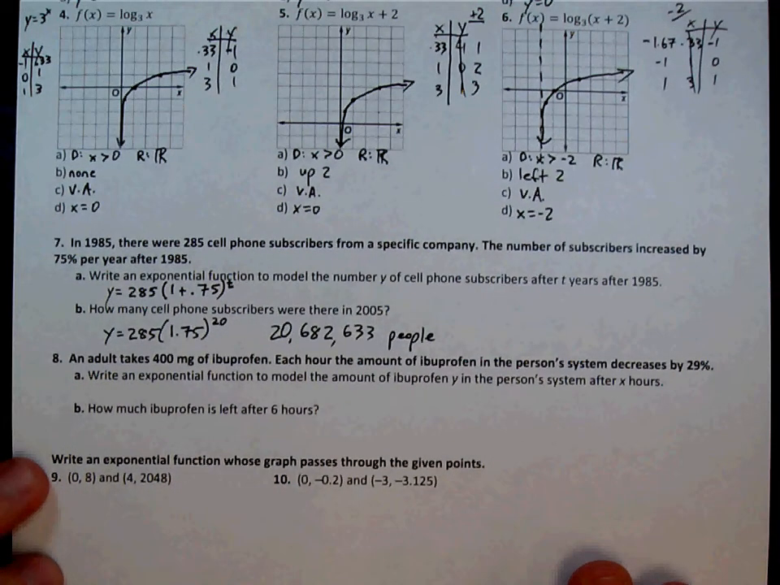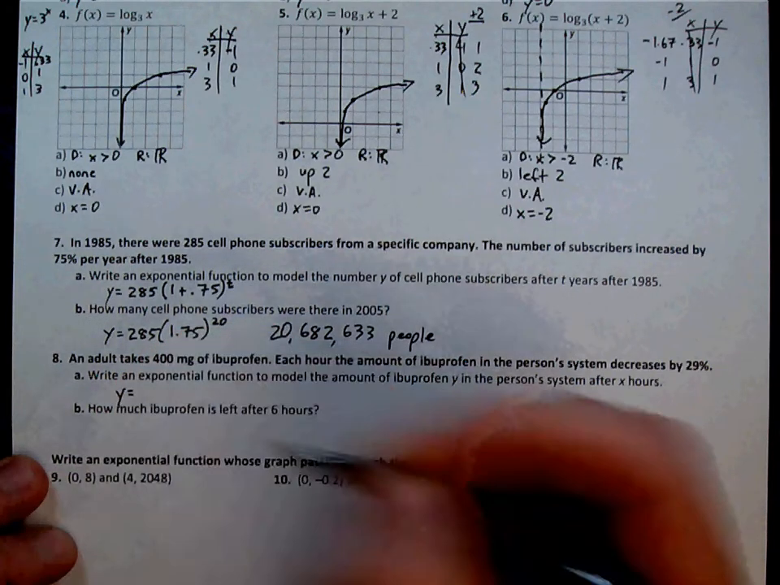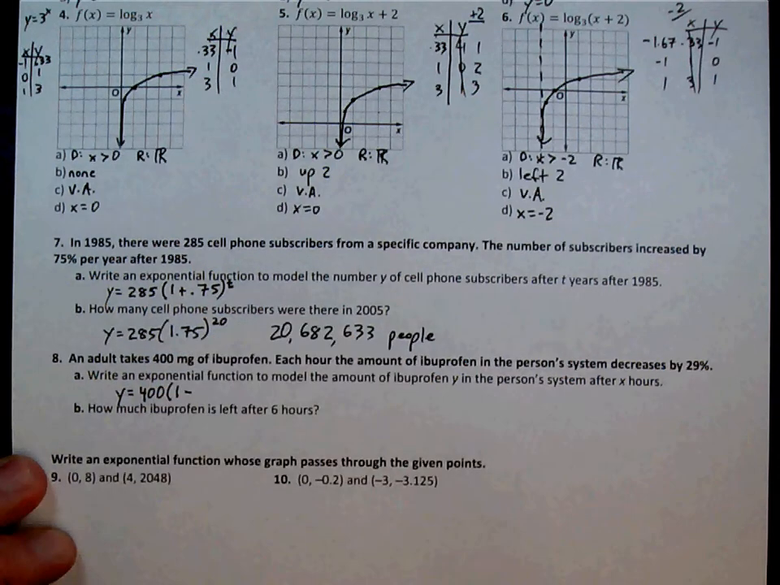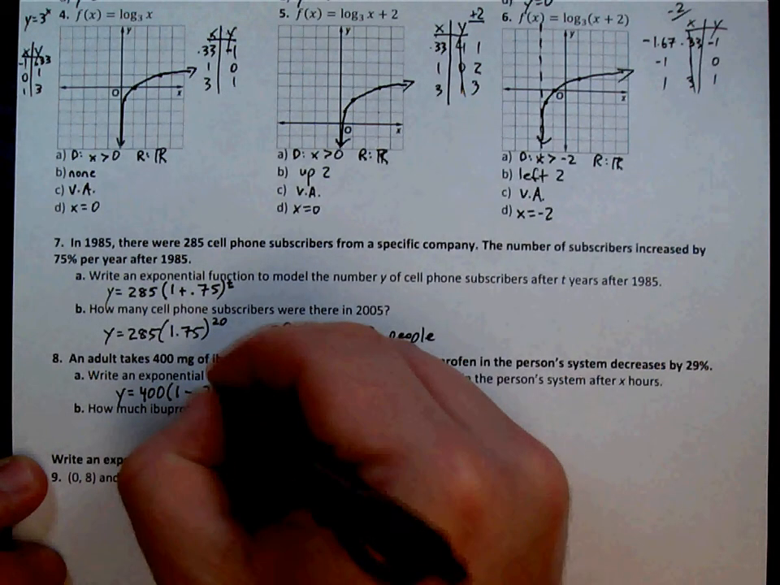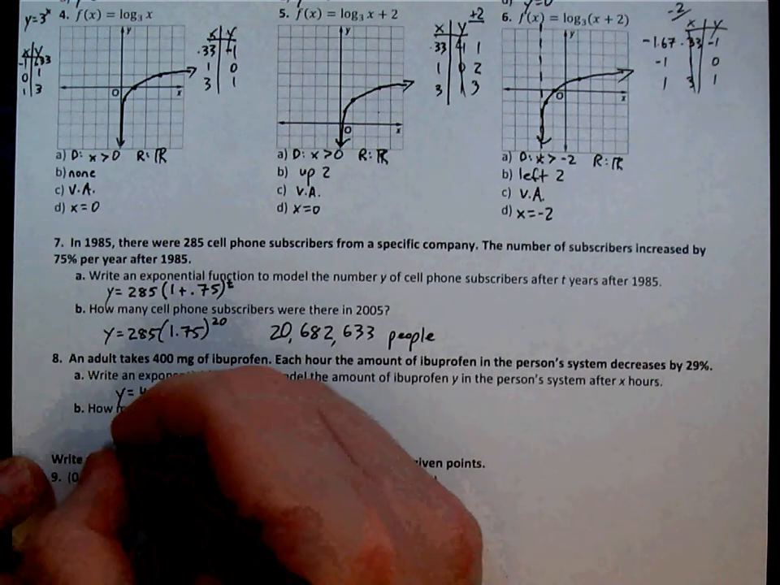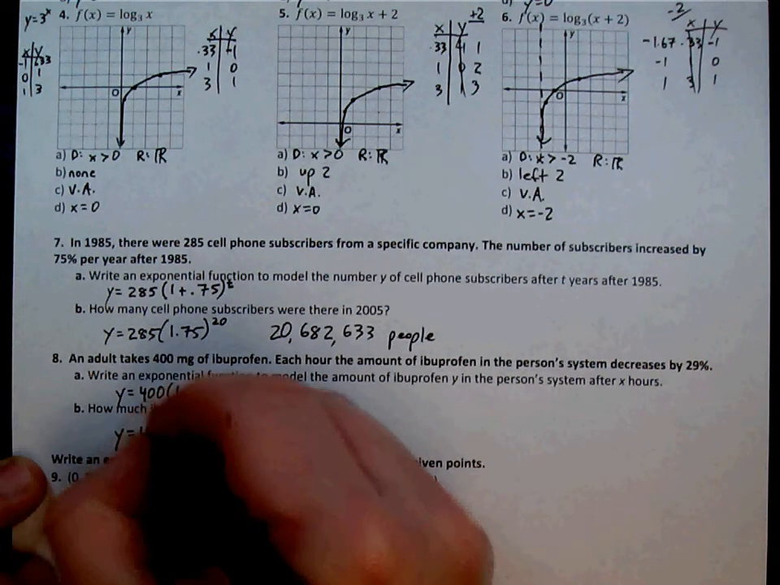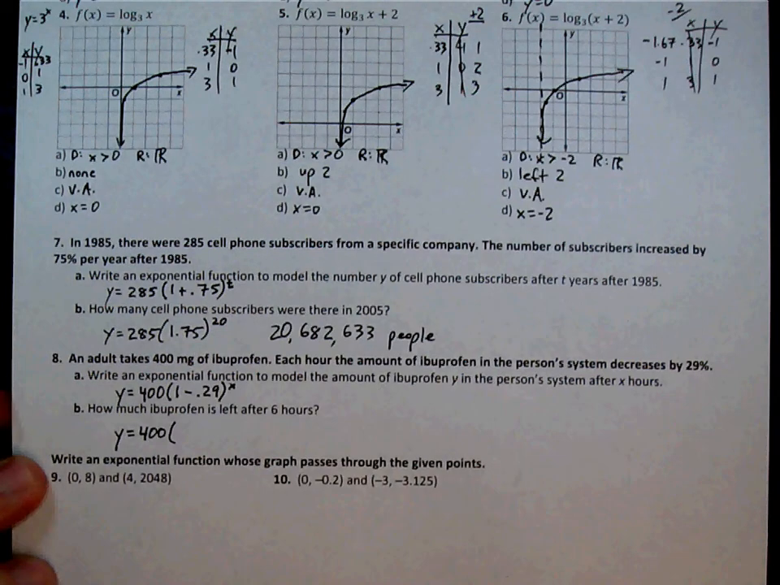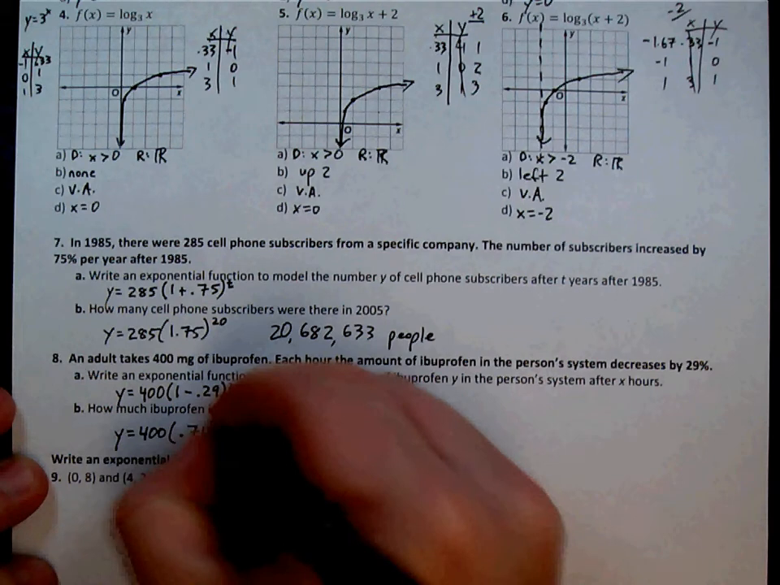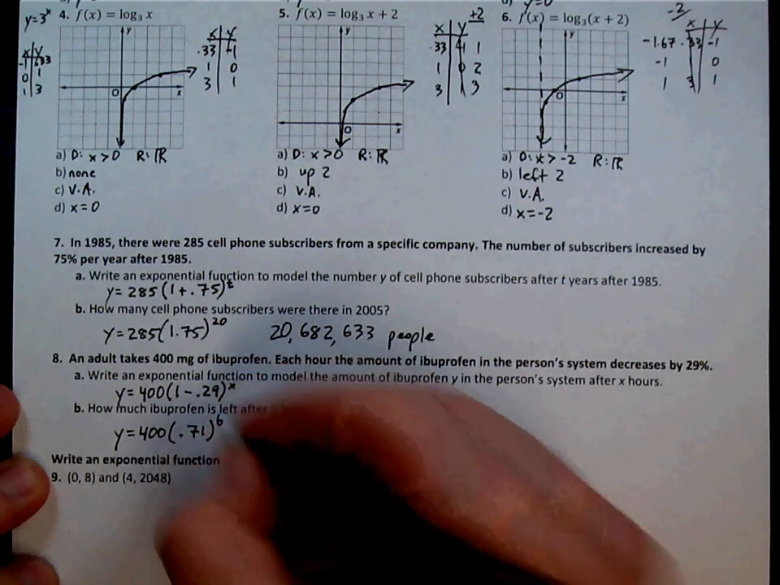Question number 8, ibuprofen. It's decreasing, so it's exponential decay. They took 400 milligrams, that was the initial amount. 1 minus, it's decreasing by 29%, so 0.29. And this is each hour, so x is going to represent hours. So in part B, 6 hours. So we've got 400. You can leave it as 1 minus 0.29 if you'd like, or you can call it 0.71. That's what you would get if you subtract it. We're talking about 6 hours.